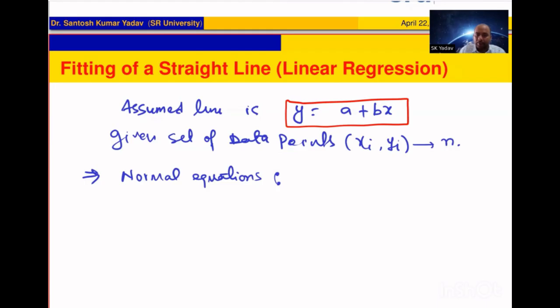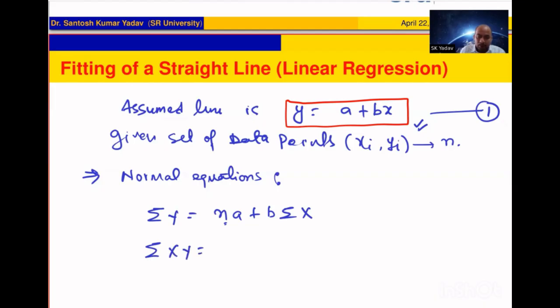so the first line can be obtained by simply taking the summation of both sides. So the first line is summation of y equal to n times a plus b summation x. Here n comes because I'm taking the sum over all the n data points. And the next line I can obtain by multiplying equation number 1 by x and then taking summation. So this will change now: summation of xy equal to a times summation x plus b times summation x square.